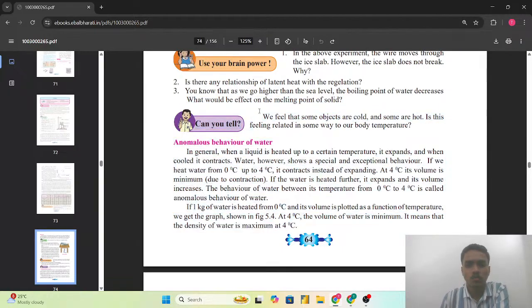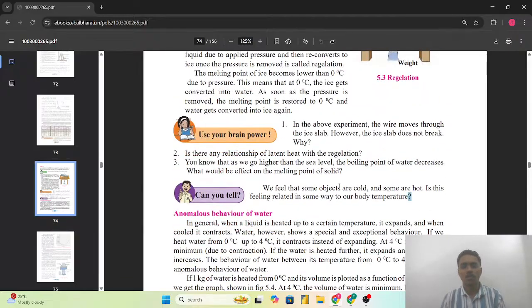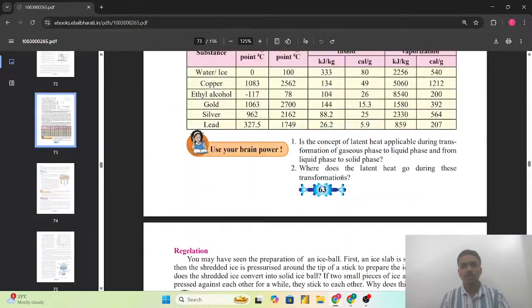Again, there is one question. We feel that some objects are cold and some are hot. Is this feeling related in some way to our body temperature? So again, this is part of the anomalous behavior of water, which we will be seeing in the next part.